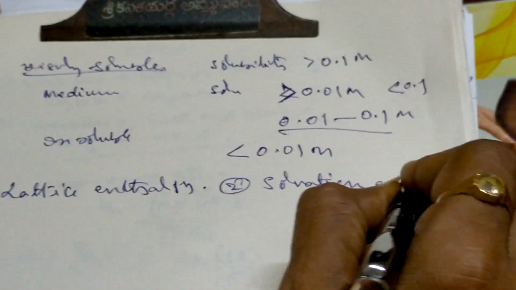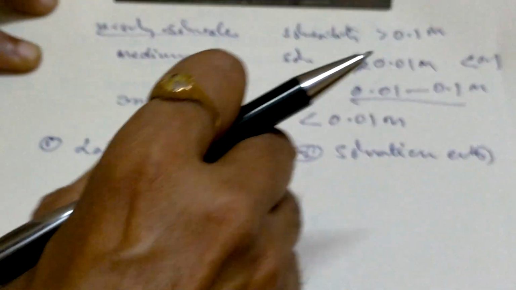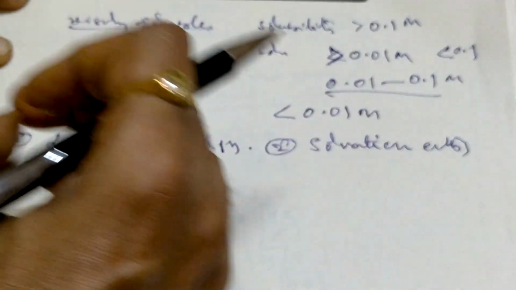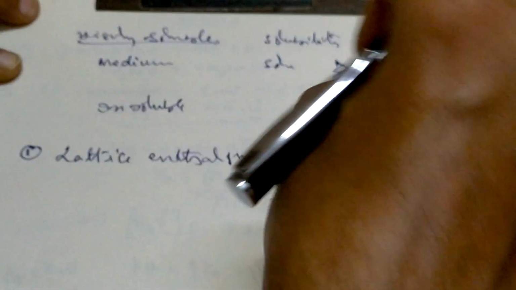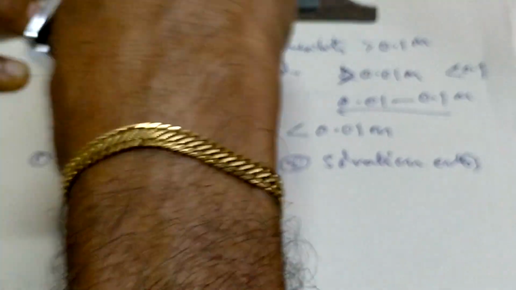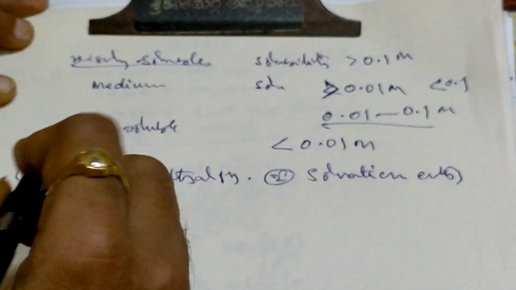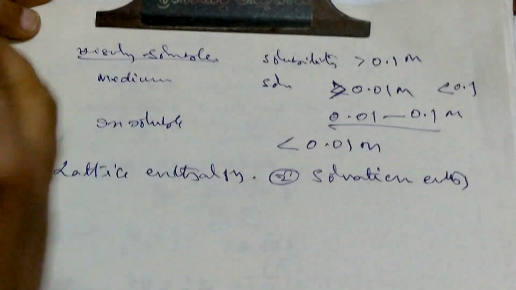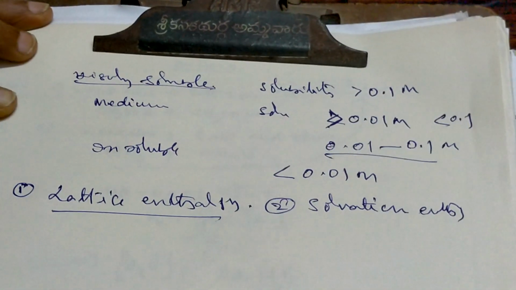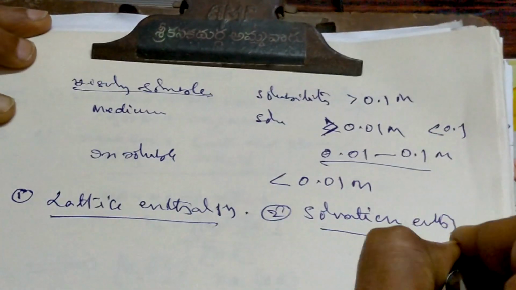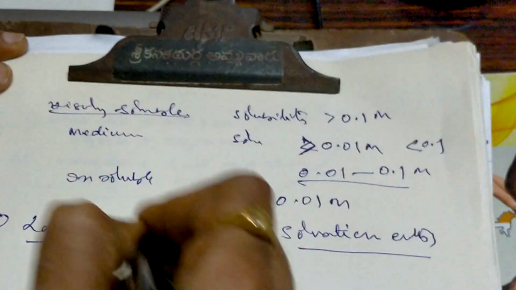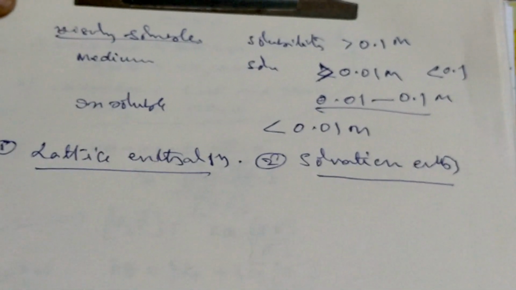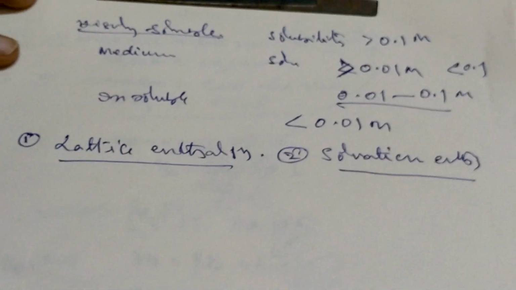The meaning is a crystal, the salt, is in the lattice form. So that lattice energy should be overcome by the solvation. When the salt is added in the solvent, it has to break the lattice enthalpy. That means solvation enthalpy should always be more than the lattice enthalpy. Then only, the more the energy, the more the solubility will be.